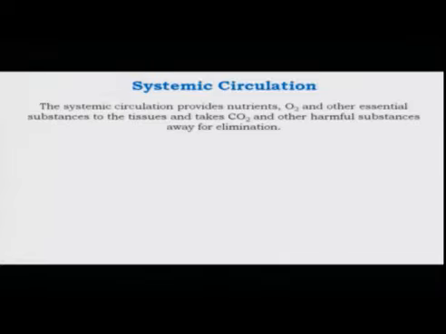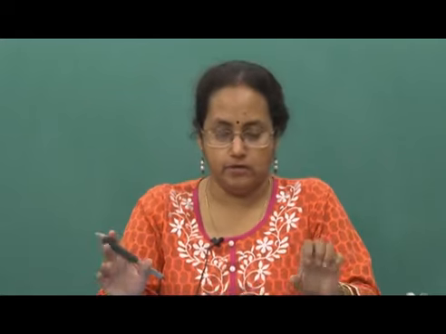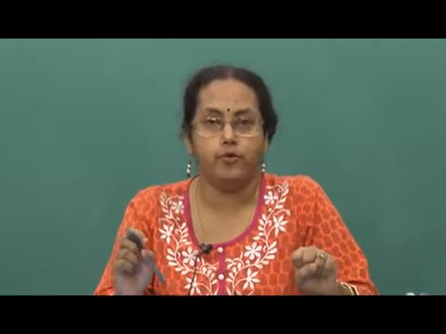Now, let us talk about the systemic circulation in a little bit more detail. So, as I said, the systemic circulation provides nutrients, oxygen and other essential substances to the tissues, and it also takes away carbon dioxide and harmful substances that are produced due to the metabolism or metabolic pathways that are active in these tissues, which need to be removed and eliminated. There are two different sub parts of the systemic circulation, which I will very briefly tell you about. One is called the hepatic portal system.